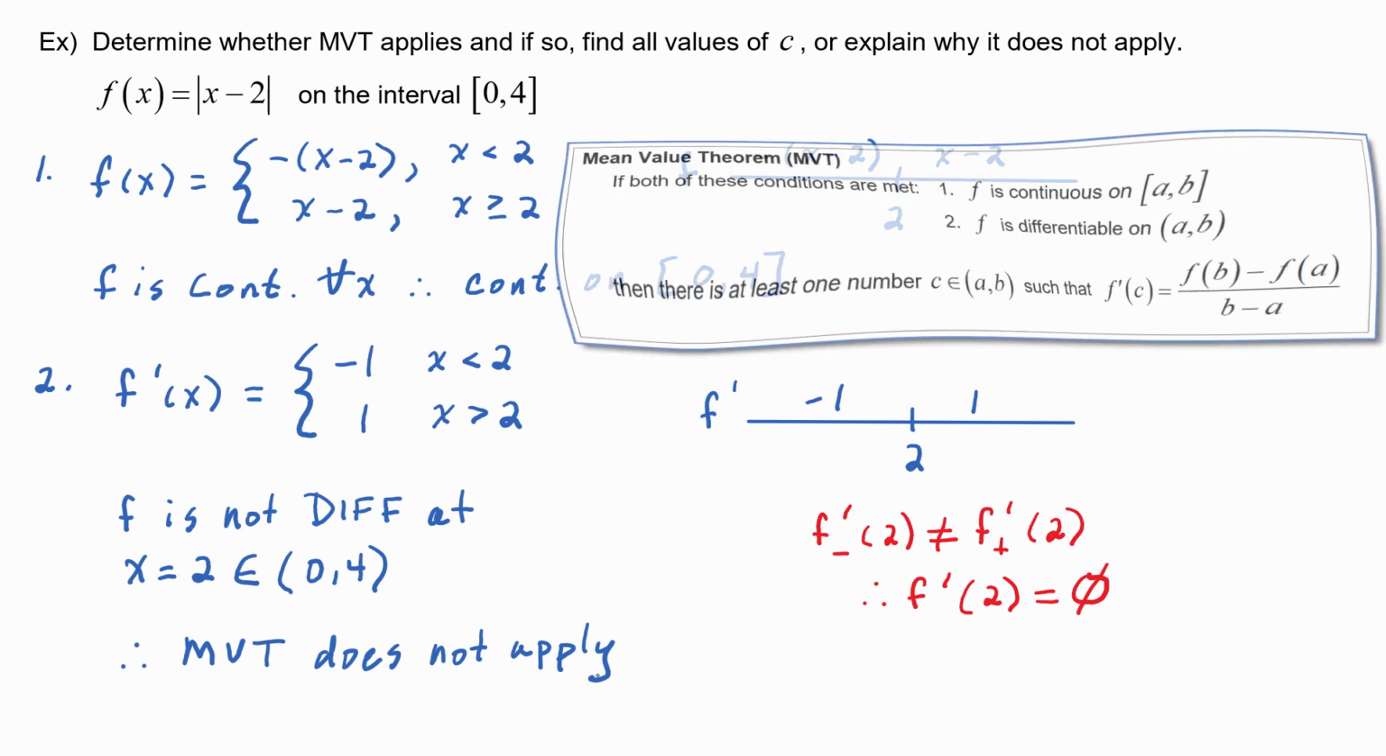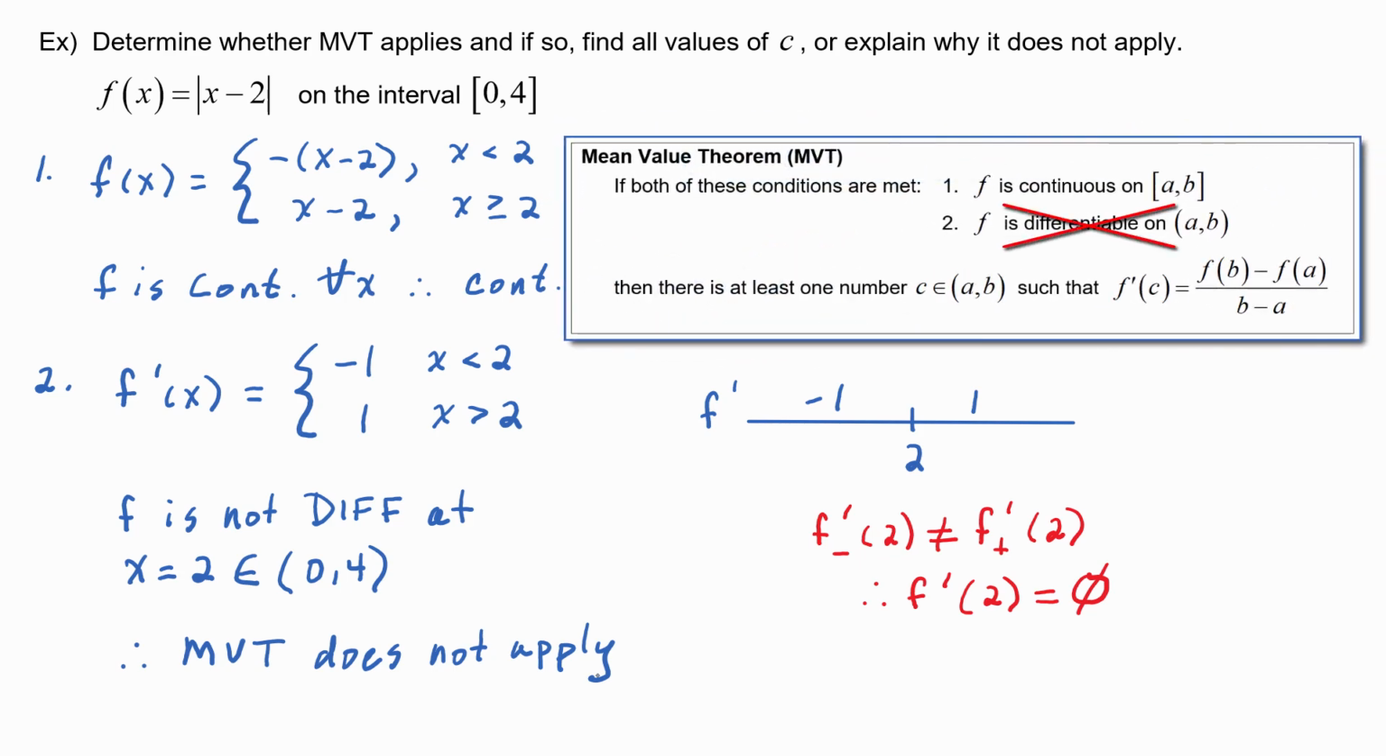So this function fails the hypothesis of the mean value theorem at step 2, because we need f to be differentiable throughout the entire open interval from 0 to 4. Since we know that f is not differentiable at x equals 2, the mean value theorem does not apply.